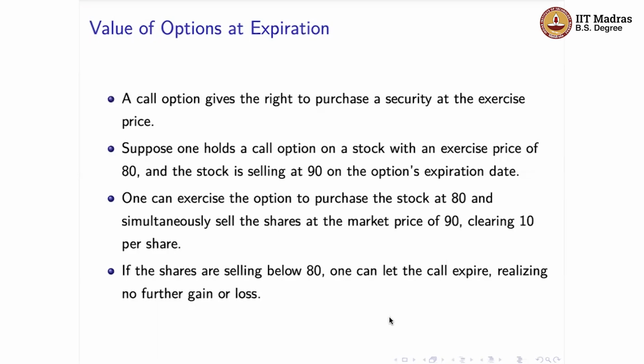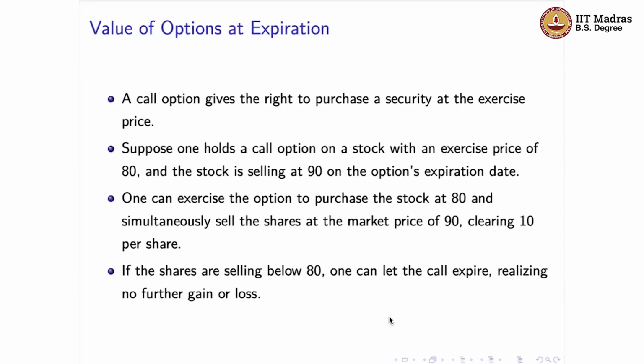So recall that we discussed the call option, which gives the right to purchase a security at the exercise price. So that would mean, for instance, that if one holds a call option on a stock with an exercise price of 80, and the stock is selling at 90 on the option's expiration date, then one can actually exercise this option. Okay. And that would mean that one would purchase the stock at a price of 80 and sell the share in the market at the market price of 90. And that would lead to a payoff of 10 per share, right?